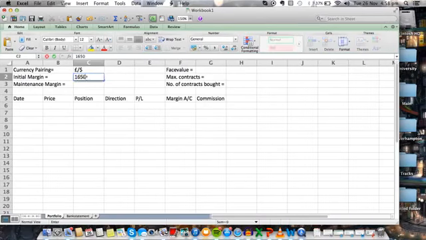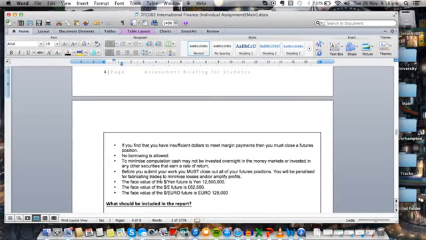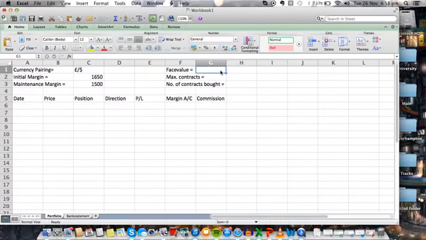So 1,650 as the initial, and for the maintenance, 1,500. Okay. What about the face value? Essentially, the face value of the dollar pound is 62,500. You also have the face value for the yen given here, and the face value for the euro given here. But because we're trading dollar pound, this is what we're looking at, 62,500. So let's put that down as well, 62,500.